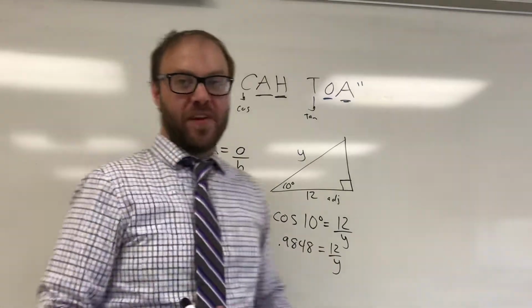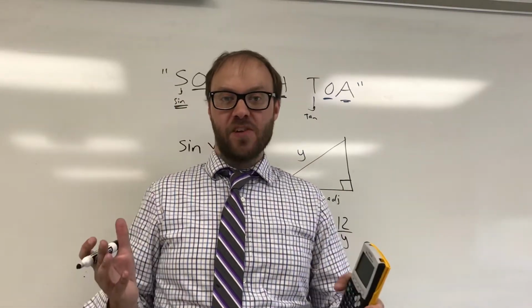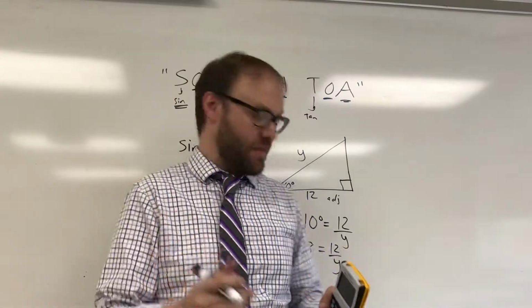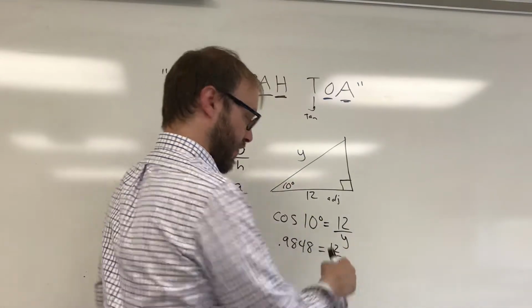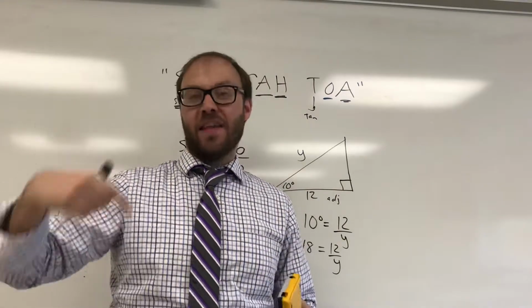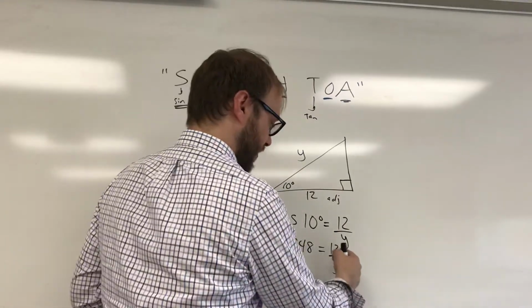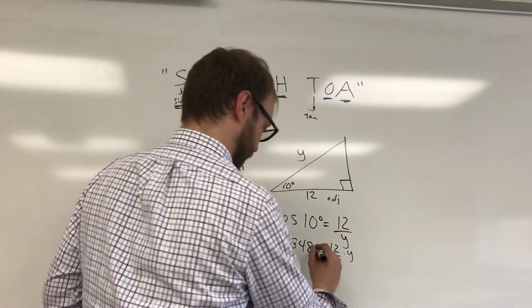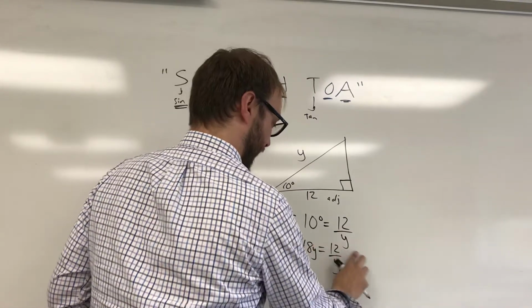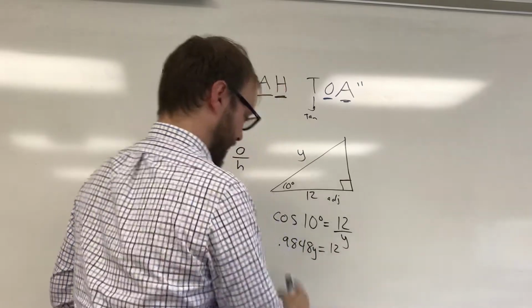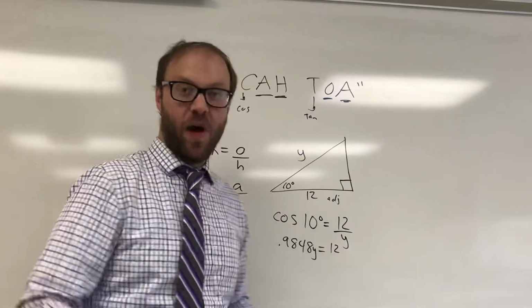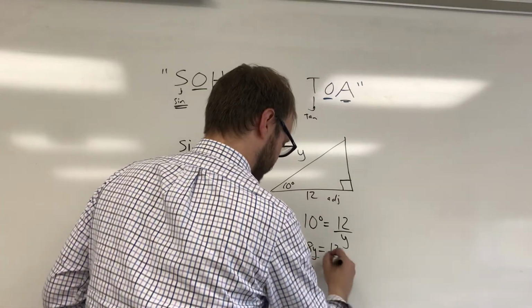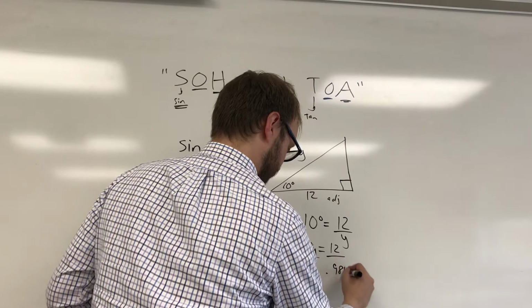So you have a couple of different options here. If you think back to Algebra 1, you don't want to have your variable in the denominator of your fraction, okay? You want to get the y out. You want the y in the top of the fraction. So 12 is being divided by y. You could multiply both sides by y, okay? And that's going to bring a y over here. And now you're going to get 0.9848 times y is equal to 12. You can divide both sides by 0.9848, and that's going to give you your answer.